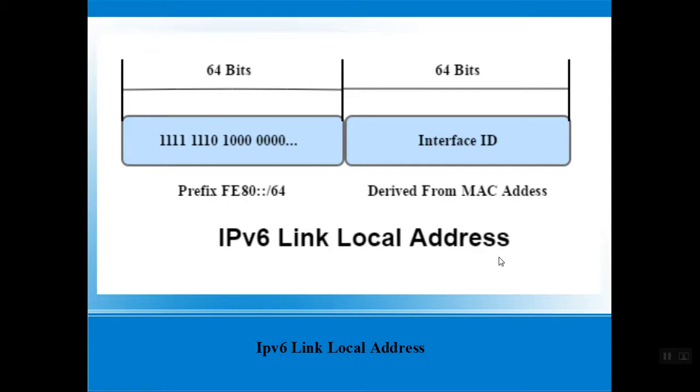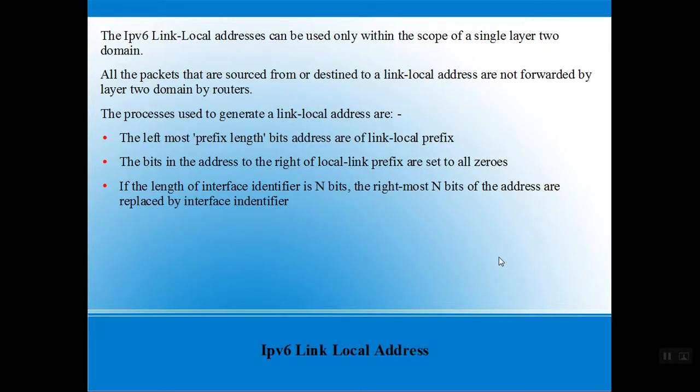Now we come to the IPv6 link local address. There are only 2 domains in a link local address. One is a prefix and the other one is the interface ID. Each of the 2 domains is 64 bits. IPv6 link local addresses can be used only within the scope of a single layer 2 domain.